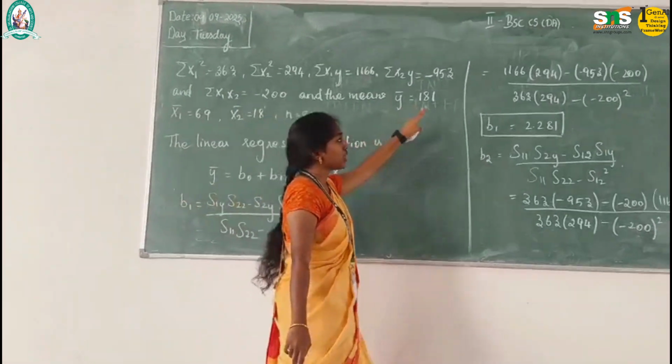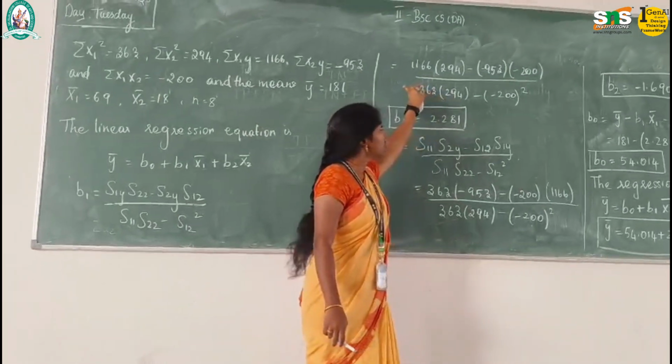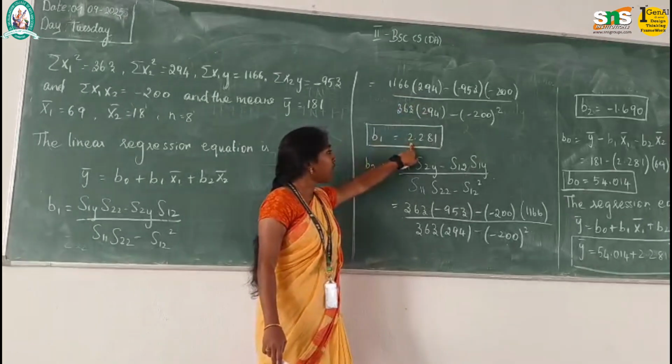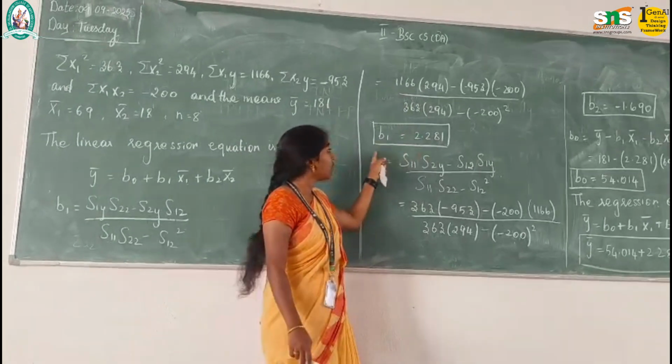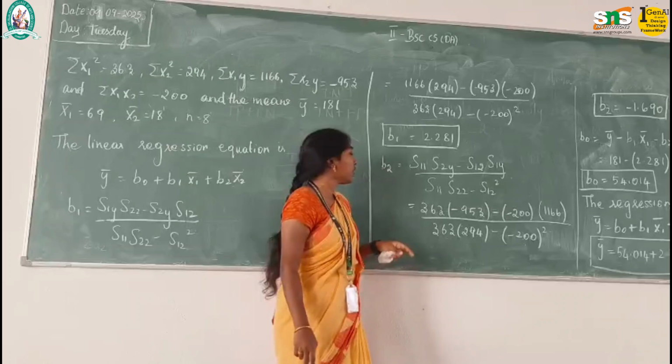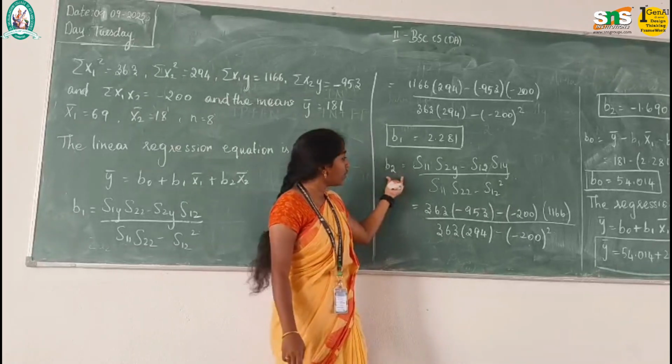So these are the substituted values for the given formula. By calculating this I obtained the value of 2.281. So the value of B1 is 2.281. Next we are going to calculate the value for B2.